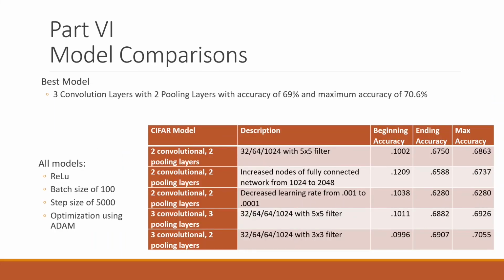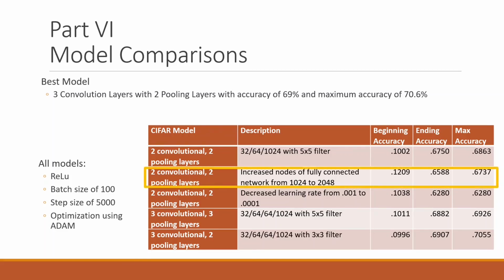I checked a number of different models. All the models used the ReLU activation function, had batch sizes of 100, step sizes of 5,000, and used the Adam optimization function. We have talked in detail about the first model, the 7-layer, 2 convolution layers, and 2 pooling layers model with the 5x5 filter.